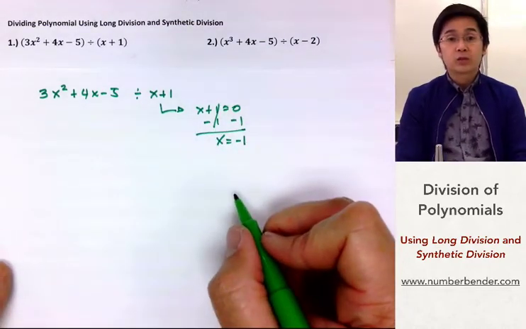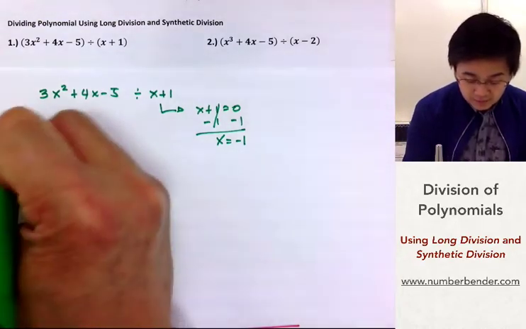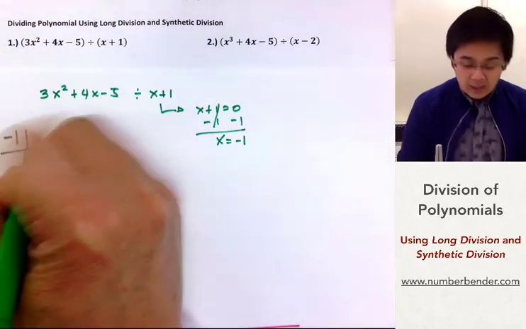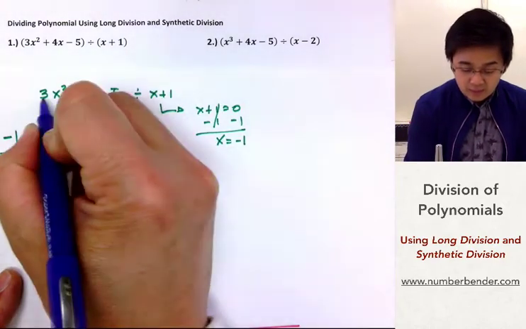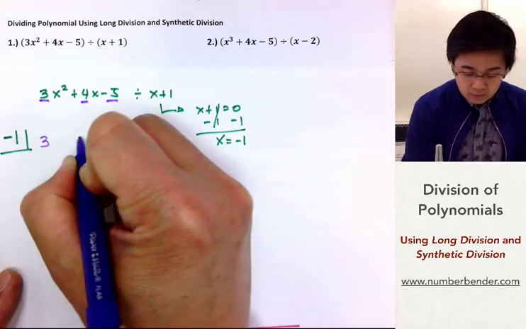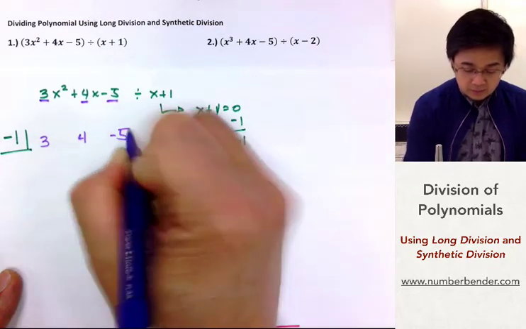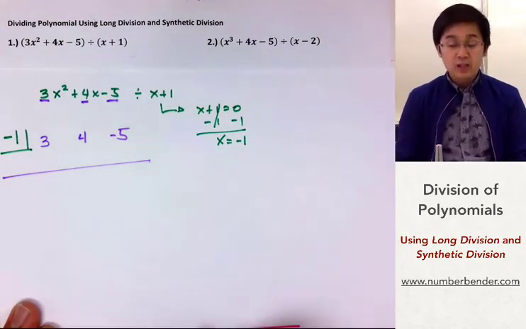And this is what we're going to be using as a divisor in our synthetic division. So we have negative 1 over here. And then we're going to write out all our coefficients. So I have 3, 4, and negative 5. Synthetic division is pretty easy and pretty quick.